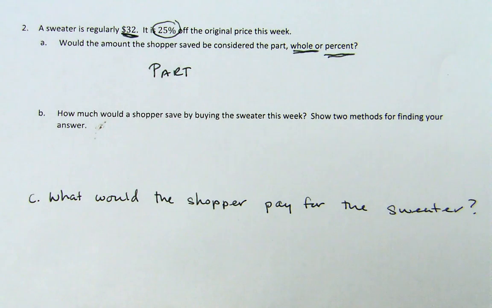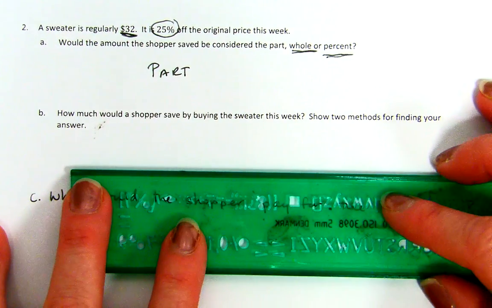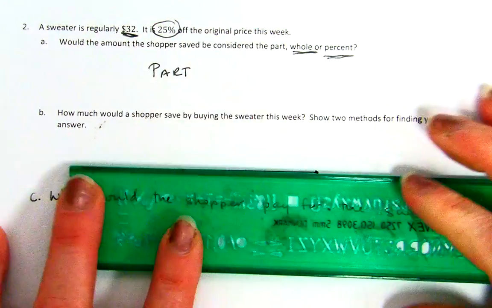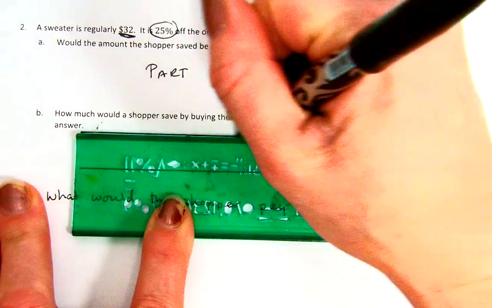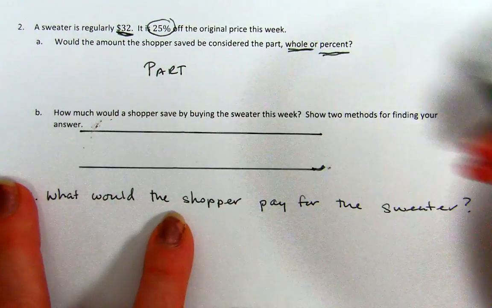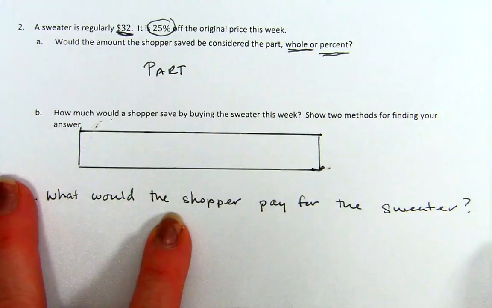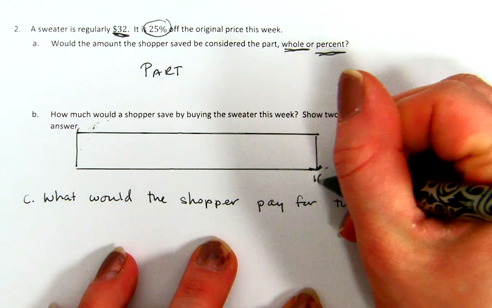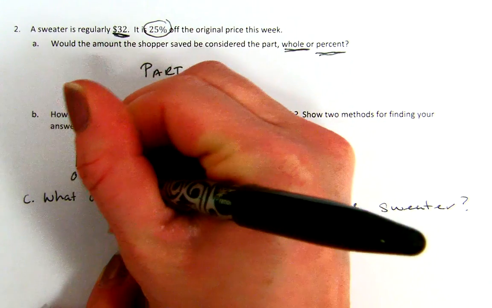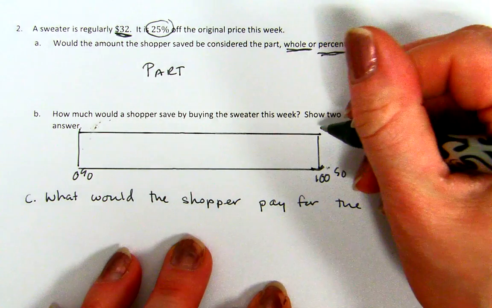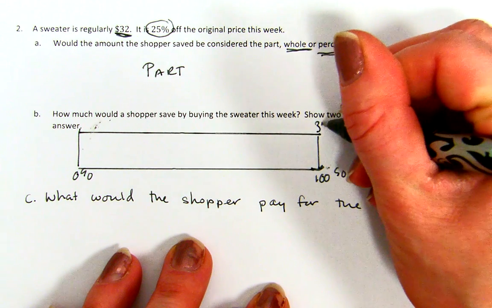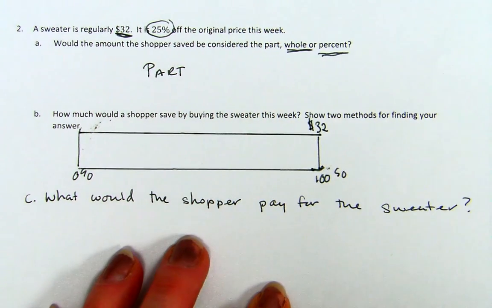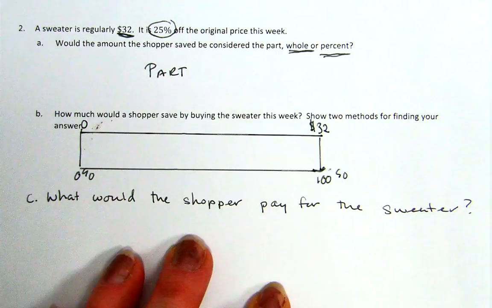Okay, so now let's look at how much they would save by buying the sweater this week. It says show two methods for finding your answer. I want to start with doing a percent bar. Okay, so draw yourself a nice percent bar. If I haven't drawn it for you already, which I might do. Okay, so there's our percent bar. And as always, right, we have 100% at one end. We have 0% at the other end. We know that 100% of this sweater is $32 because that's what it's normally costing. And 0% would be $0.